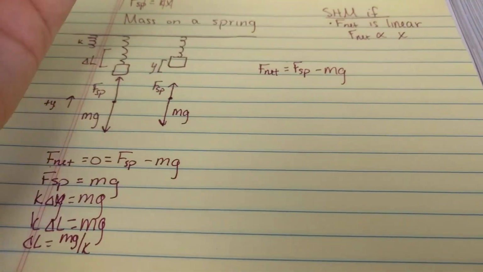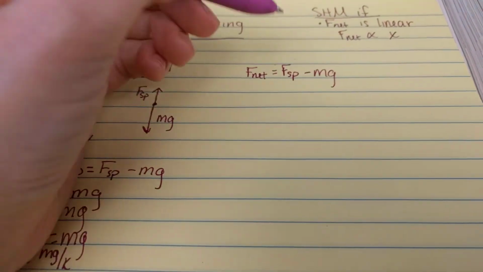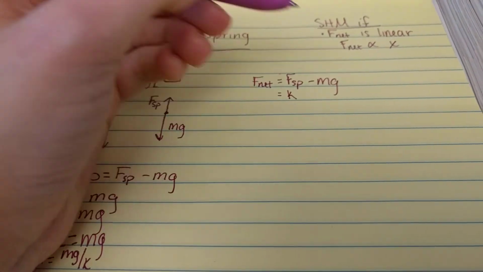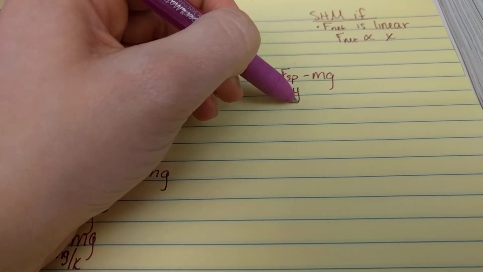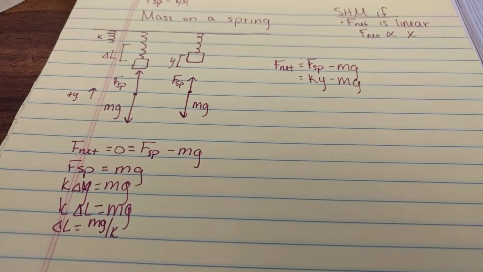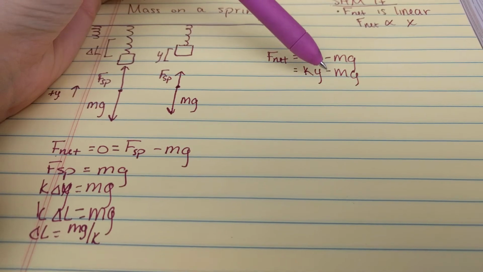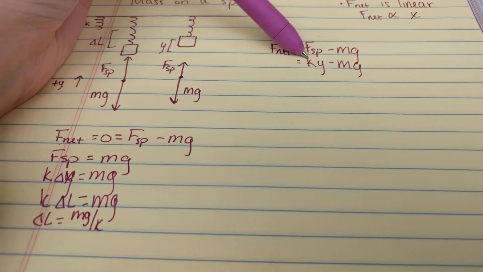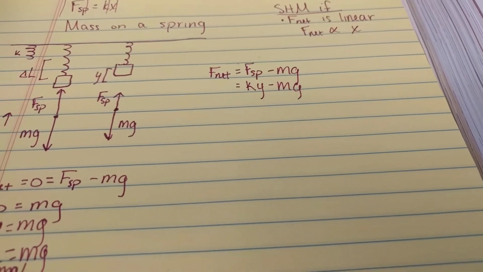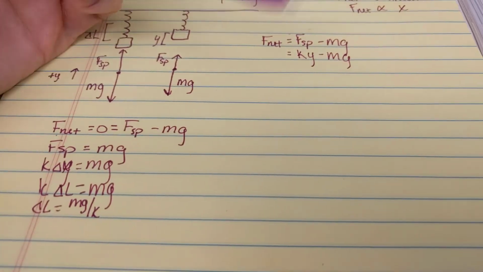Well, here we have net force. Let's replace our spring force with something we know. We know spring force is going to be k times the amount we displace, which we're calling y, minus mg. All right, so that's nice. So the only thing we have to look at now, you might think automatically, oh, this is proportional to y. But we have to check out k, because k may not be proportional to y, or might affect this proportionality.